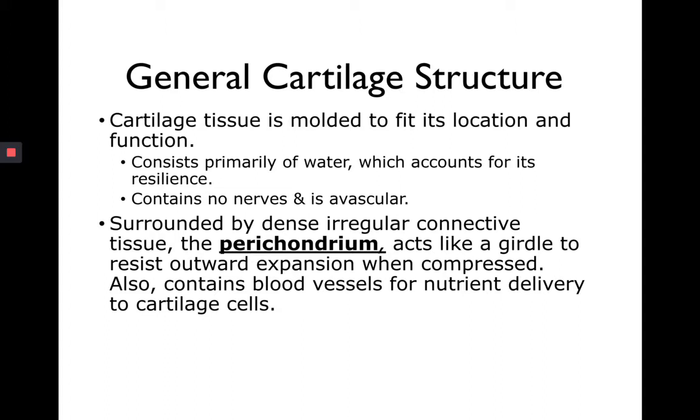The general cartilage structure is going to be a lot of extracellular matrix with mature cartilage cells found in lacunae. The cartilage structure does not include nerves and it does not include blood vessels. So cartilage is both not innervated and it's avascular, so similar to epithelial tissue.